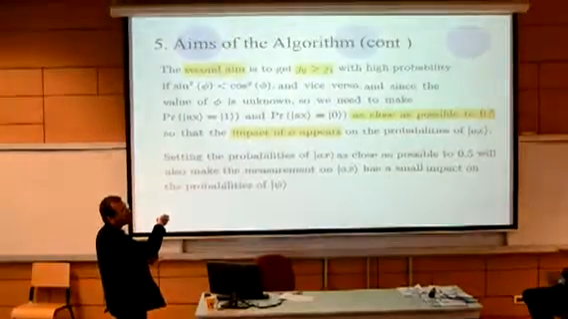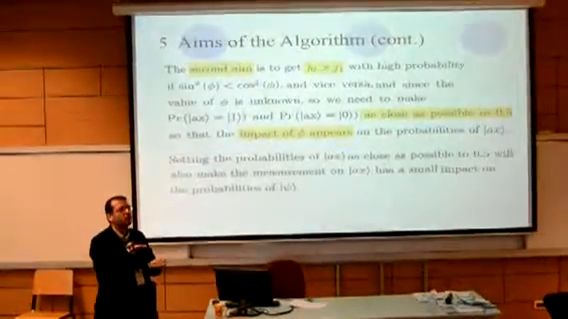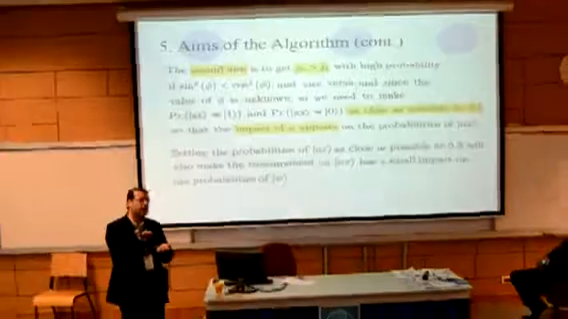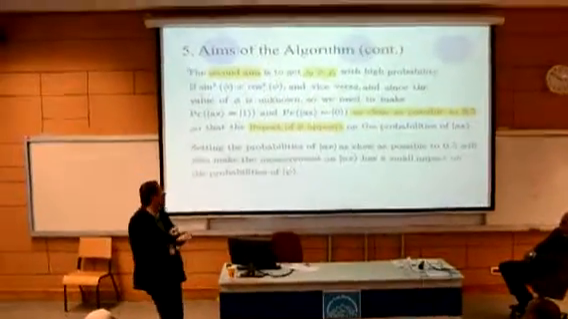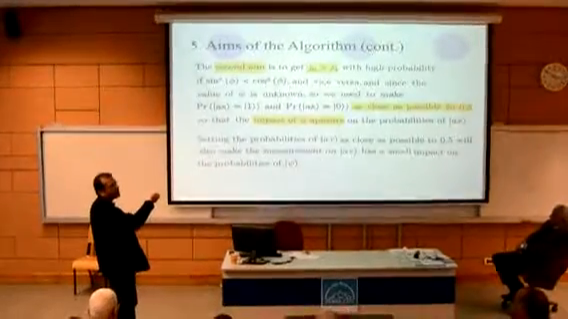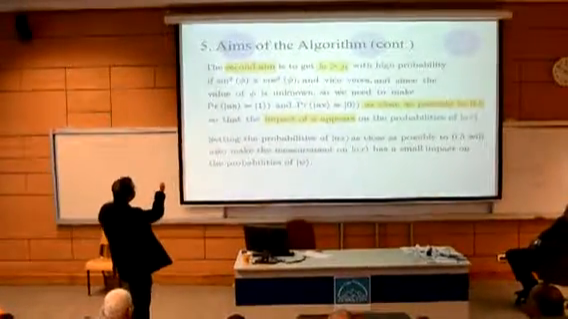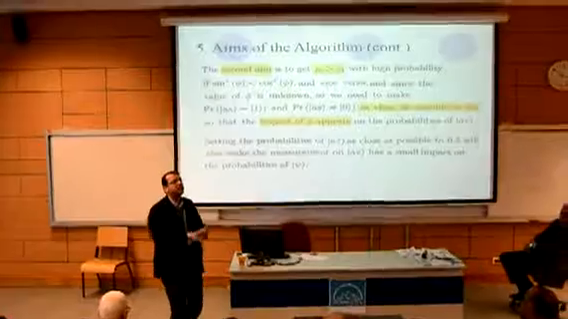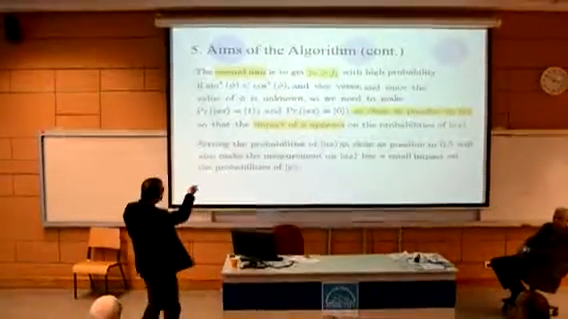If cosine square phi is greater than sine square phi, then the probability of AX equal 0 will increase slightly compared to the probability of AX equal 1. And if sine square phi is greater than cosine square phi, then the probability of AX equal 1 will be slightly greater than the probability of AX equal 0.